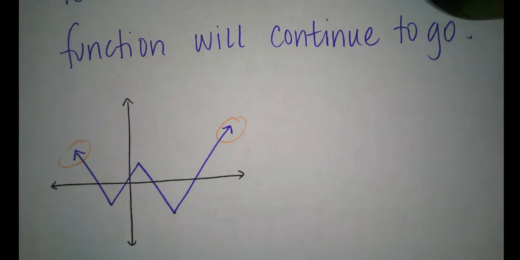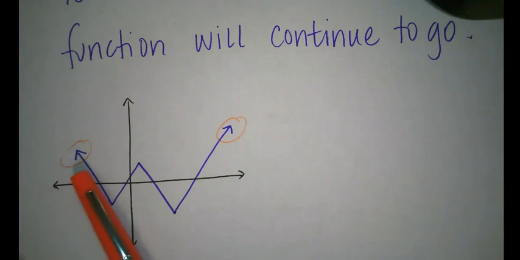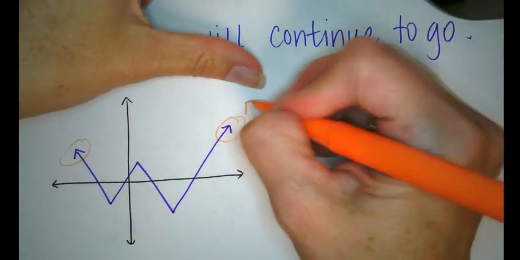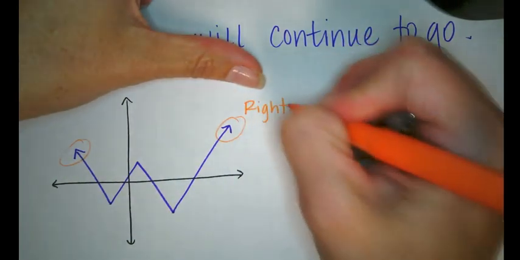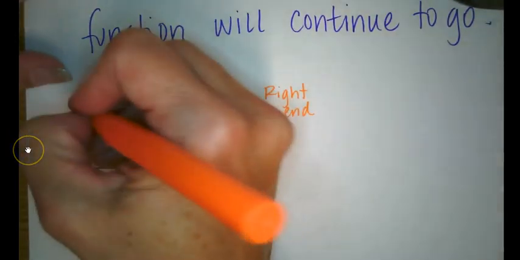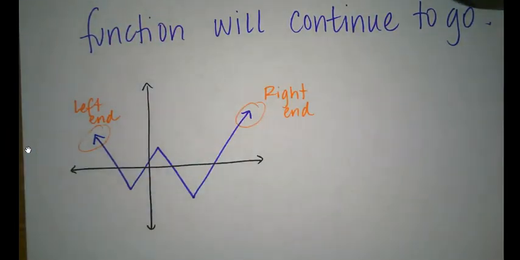So we know that this function is going to continue to go in this direction, and this function is going to continue to go in this direction. So this is the right end, just because it's on the right side. This arrow is at the left end, and that is just because it's on the left side. And what we do is we're just going to look at what the ordered pairs are in that quadrant.